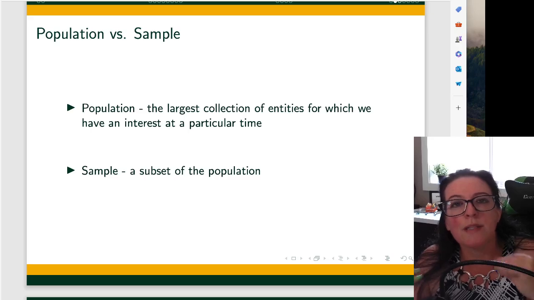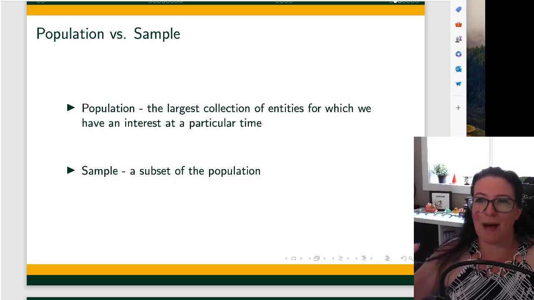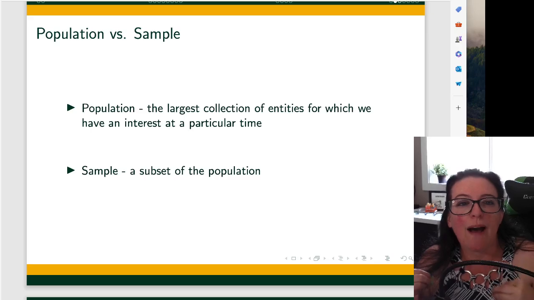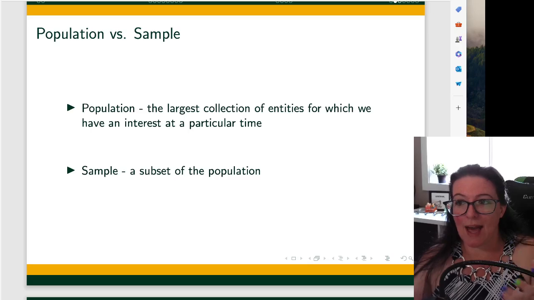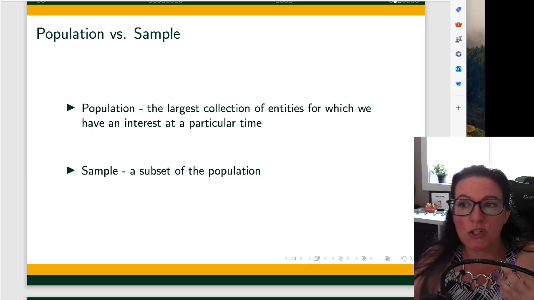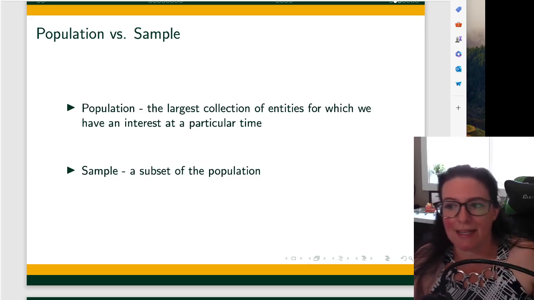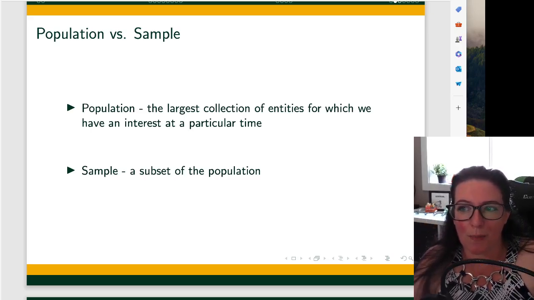And then if we're going to collect information, we're collecting information not from everybody. If you're collecting information from everybody in the population, you have what is called a census. So for example, when Canada or the US does a census every 10 years, they're actually collecting information from everybody in the US or everybody in Canada. So a census collects information from everyone in the population.